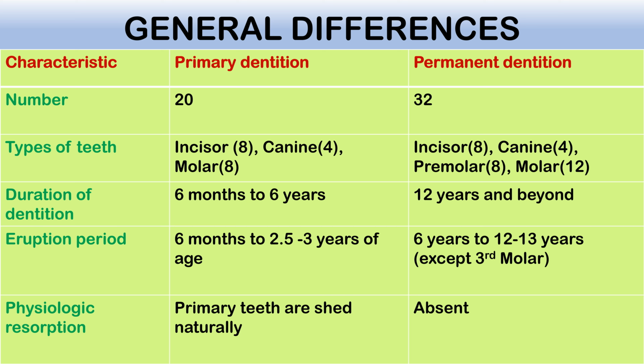Let's talk about the eruption period. Primary teeth start erupting around 6 months till 2.5 to 3 years of age, whereas permanent teeth erupt around 6 years till 12 to 13 years of age, except for third molars, which erupt late or can stay impacted in many cases. Next difference is physiologic resorption, which is a unique feature of primary teeth, as the roots break down naturally, which is completely absent in permanent dentition.